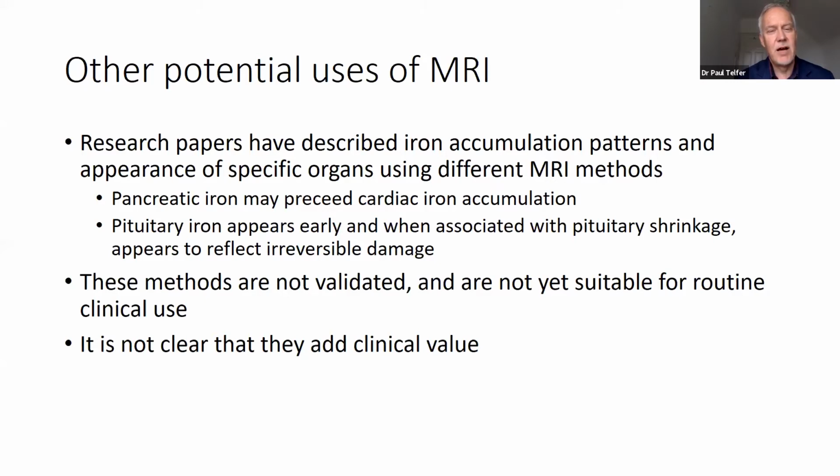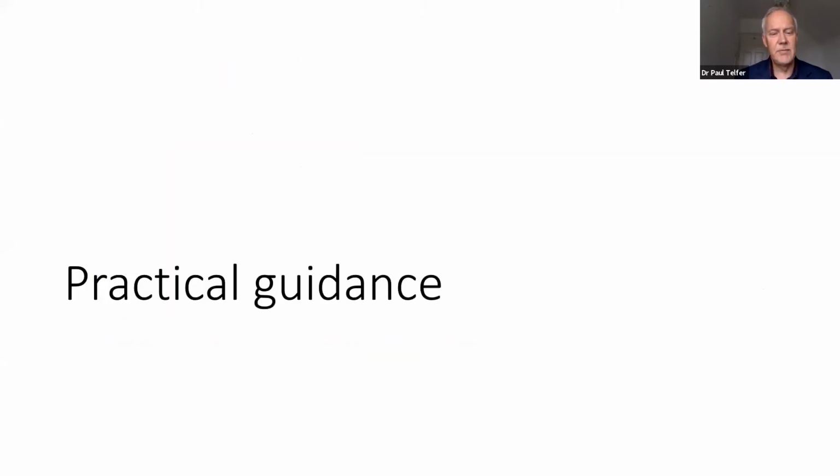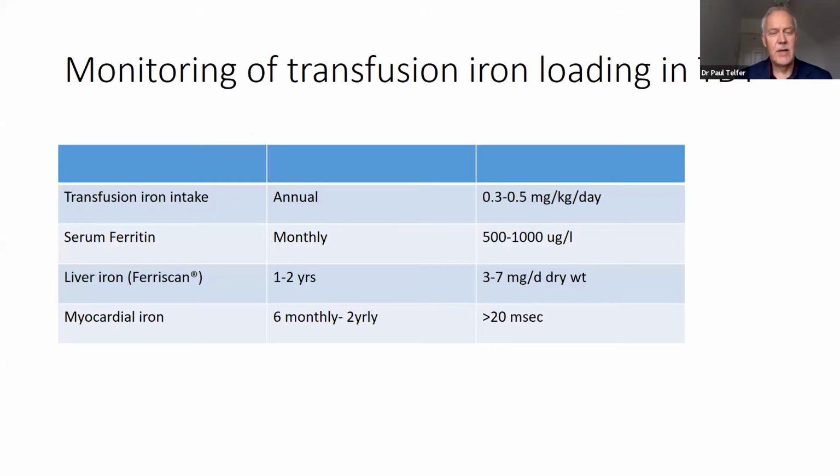So I wouldn't advise using pituitary and pancreatic iron in routine clinical use. And I think what would be more important is to ensure good methodology for myocardial and liver iron if you're building up and developing a service. Next slide, please. So practical guidance in monitoring iron overload in transfusion-dependent thalassaemia. We've mentioned, we've got 4 different methods, and I think we need all of these. Transfusional iron intake using that calculation I showed you at the beginning of the talk.